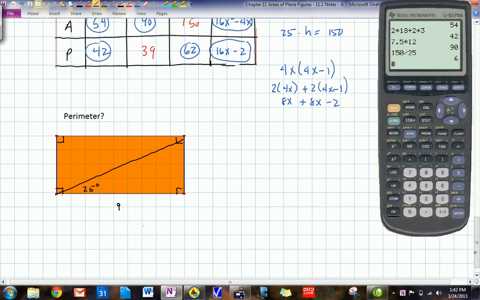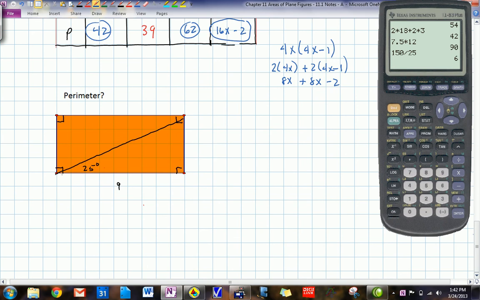And then finally, my last example is I'm given this rectangle with a diagonal drawn, and the diagonal makes an angle of 25 degrees with the base, and the goal is to find the perimeter of the rectangle. So I'm going to label this H over here, and I suppose if we could find the H, then we'd take 2 of the H's plus 2 of the 9's, the base is 9, and that would give us the perimeter.